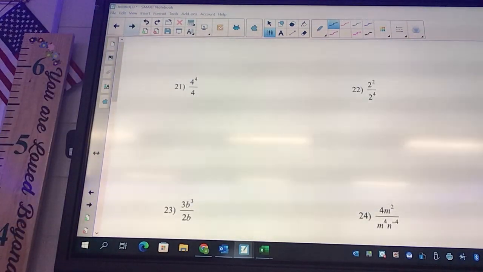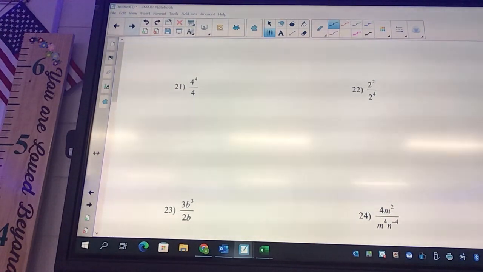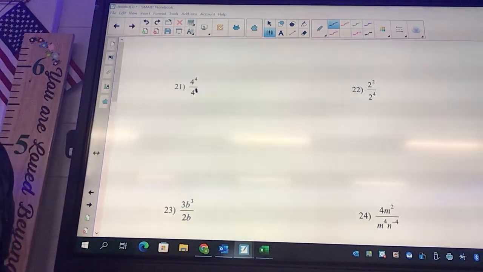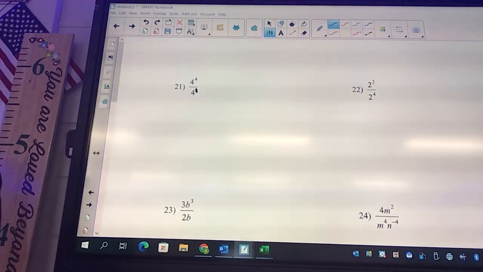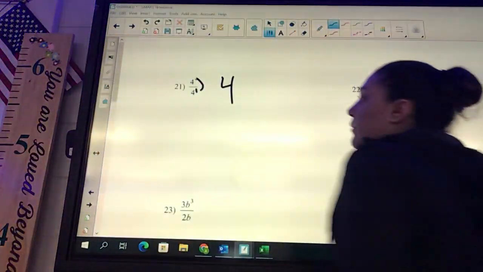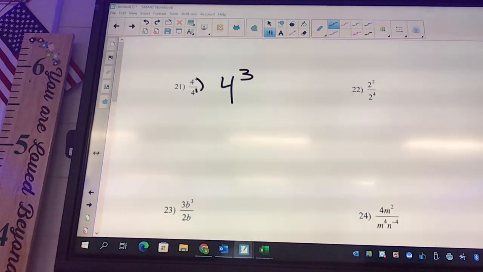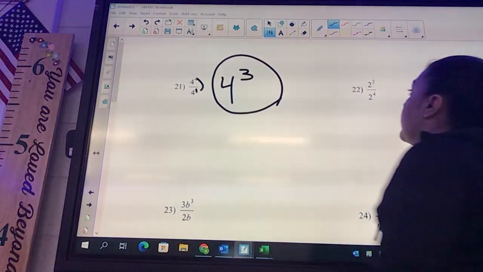Okay, 21, what rule is that? Division. It's the division rule. Okay, so you could put a 1 right here, and what do you do with the exponents? We subtract them. So we're definitely going to have a 4, and 4 minus 1, 3. Do we simplify it? No. There's no letters, so we're going to leave it just the way it is.